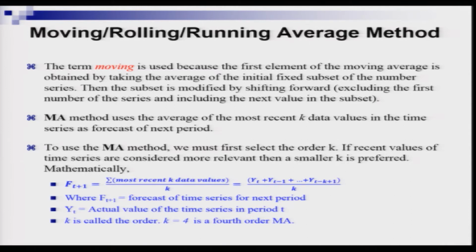So, here we must first select the order of k. What do we mean by this order of k here? If we are dealing with, say, a monthly time series data set, then within a year there are 12 data points, and the seasonality, if it exists, will be varying from one month to the other. So, you can have a 12 point moving average to reduce the seasonal fluctuations.